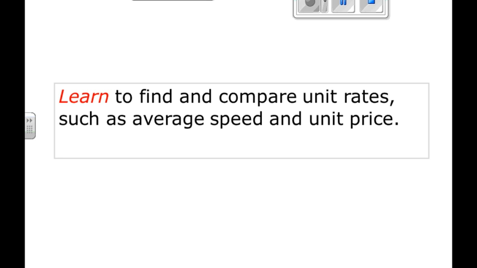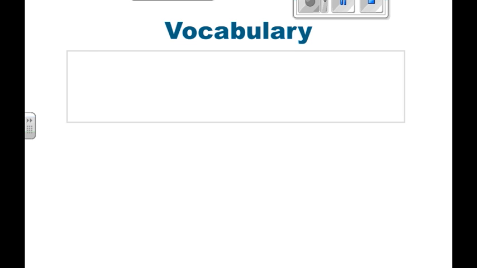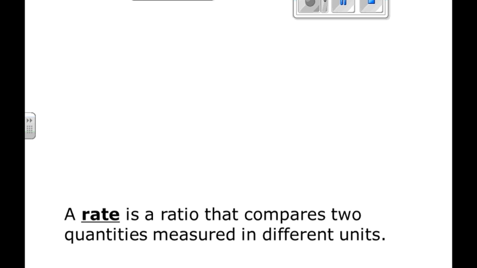So we're going to be working on comparing unit rates such as average speed and unit price. And unit rate and unit price is very similar to what we were just working with ratios. And so we have a couple of vocabulary words. We have rate and unit rate. So we want to make sure we have these terms defined and make sure you clearly understand what they mean.